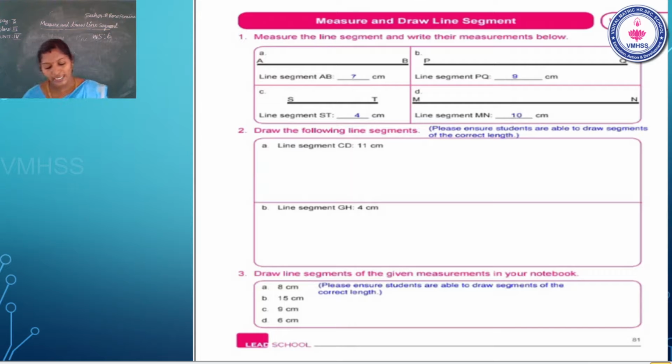So what is the first rule? Keep the 0 centimeter end of a ruler on point A. Okay, so second one, count till you reach point B. To reach point B, first you draw a 7 centimeter line.